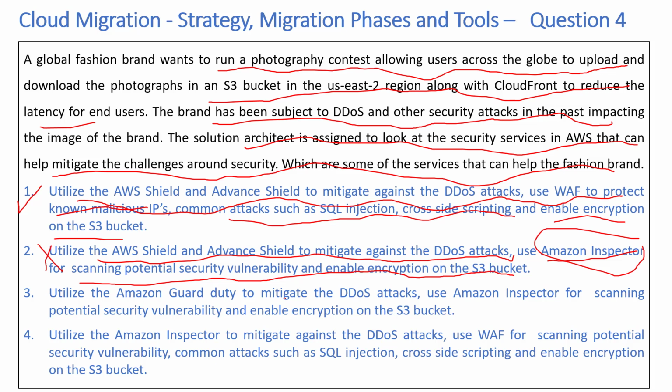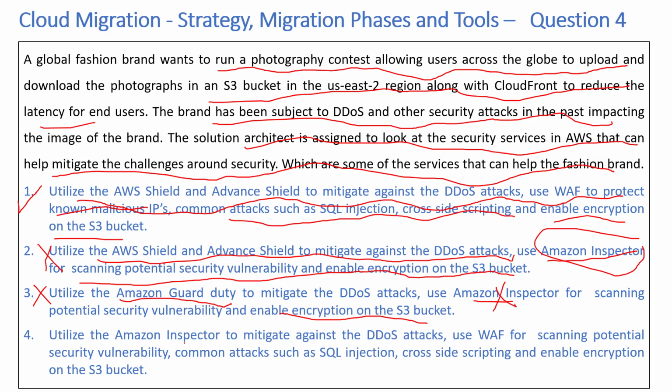Utilize Amazon GuardDuty to mitigate DDoS attacks. Use Amazon Inspector for scanning potential security vulnerabilities and enable encryption on S3. So yeah, this is not correct. Amazon Inspector, as we just discussed. Amazon GuardDuty is more of an automated threat detection service which would work on the logs such as VPC Flow Logs, DNS logs, etc., and then provide you some insights into security vulnerability. So again, this is not relevant here for S3.